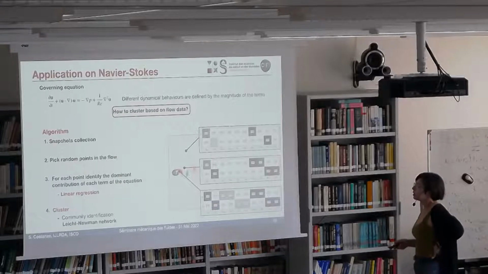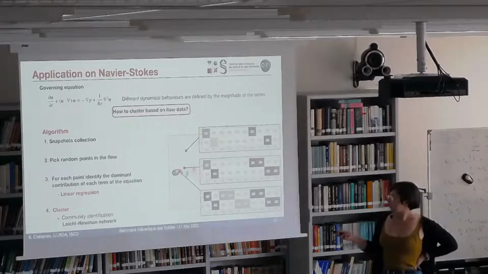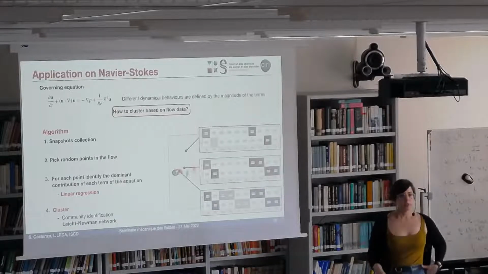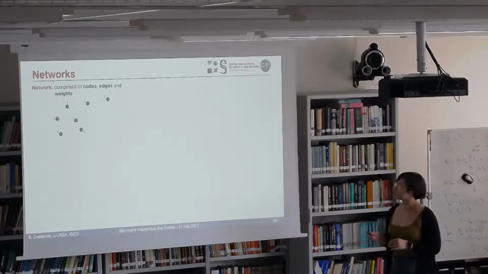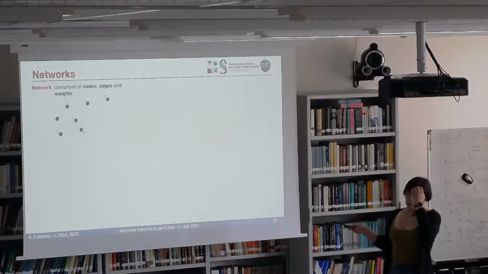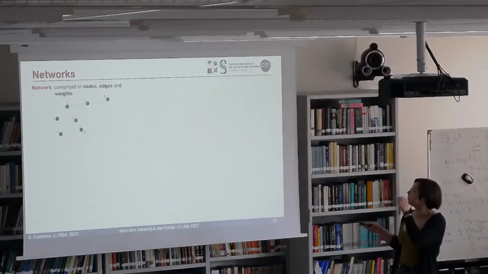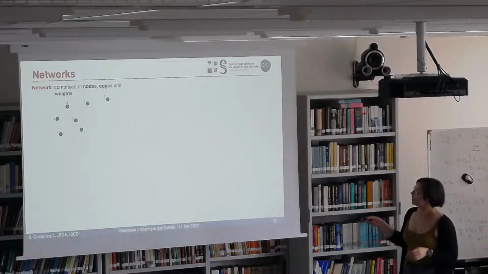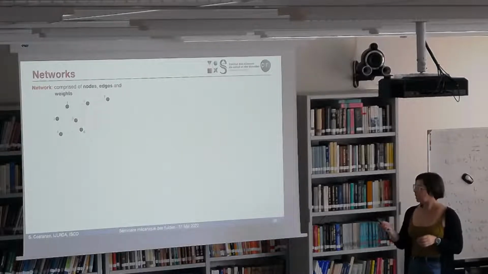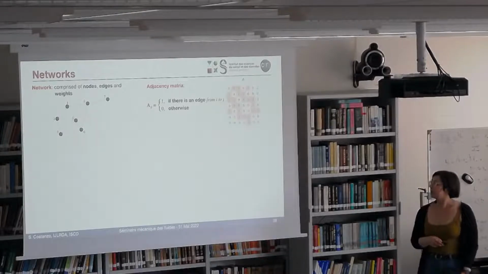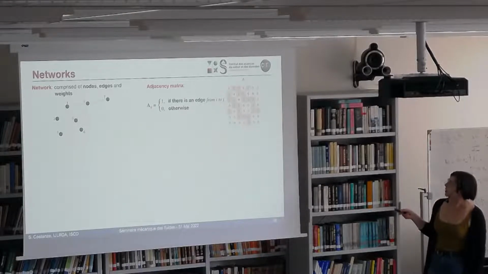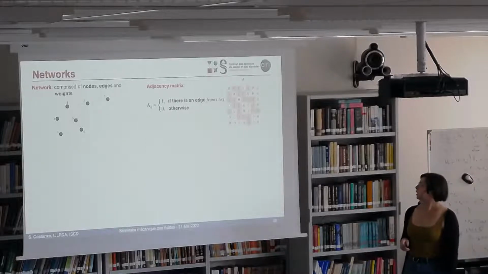For doing this, we use a community identification strategy, which is given by the Leicht-Newman network. Very quickly, what is a network? It is a structure comprised of nodes, edges and weights. So we can represent it practically like this. And mathematically, we have the adjacency matrix, whose elements are 1 if we have an edge from one node to the other, and 0 otherwise.